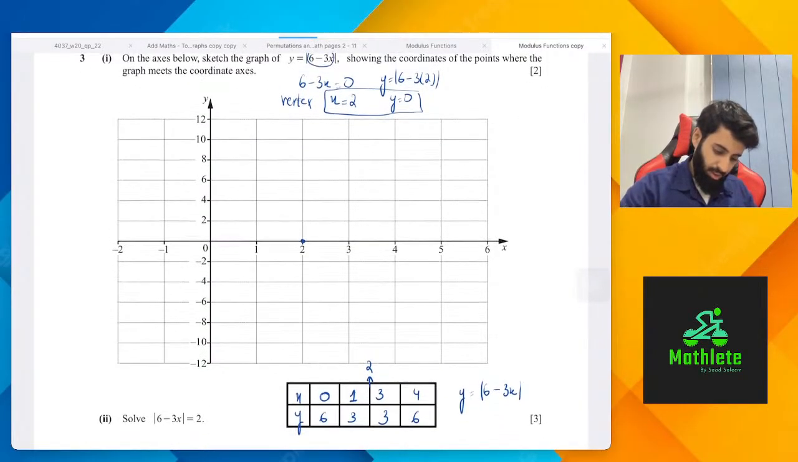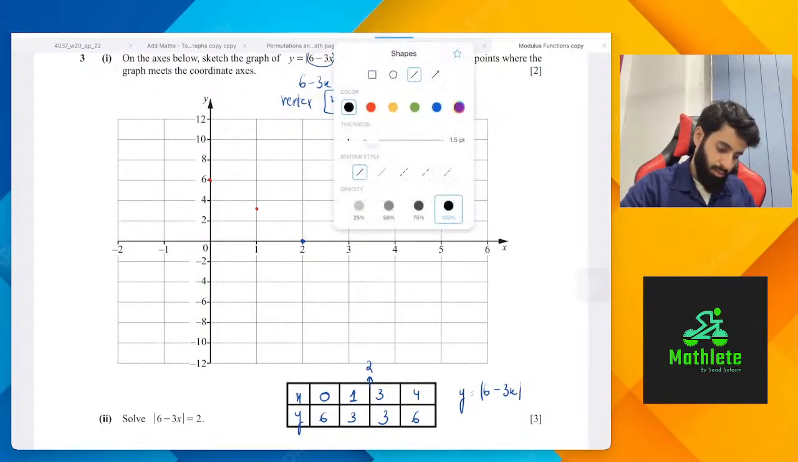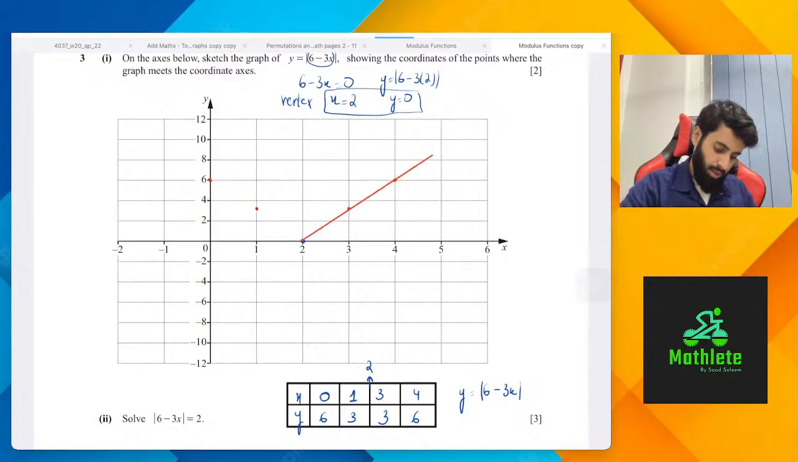Now let's mark these points. 3, 3, so that means it's going to be over here. 4, 6, so that's going to be over here. 1, 3, so that's going to be over here. 0, 6, so that's going to be over here. And there you go, that's it. You have successfully drawn your absolute graph.